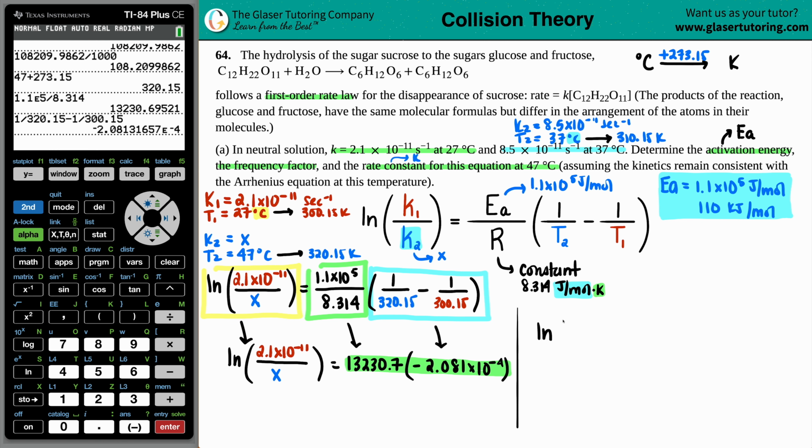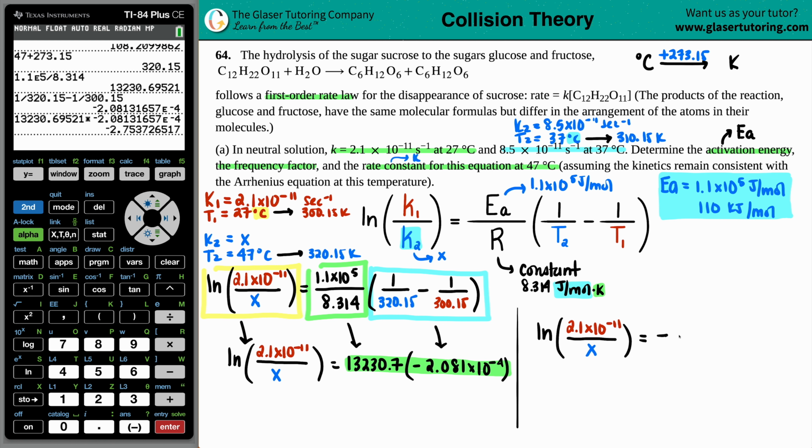So ln of the x value on the bottom, the k value on the top, 2.1 times 10 to the negative 11th, equals... now, let's multiply these numbers together. So I'm going to take this value and times it by this value. Negative 2.75, right? Yep. And now we're ready to get rid of that natural log.